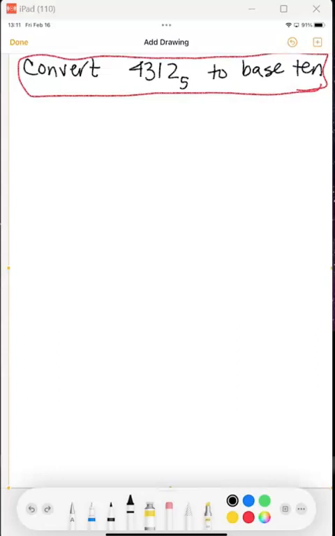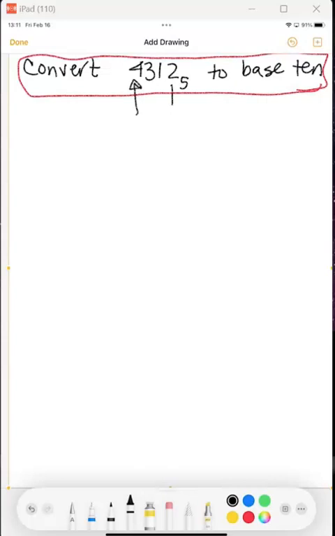Here is an example of how to convert a non-base 10 number to a base 10 number. We start by looking at our number. You should always think, what does this mean? So when I see 4312 base 5, that means I have 2 units, I have 1 five, I have 3 five squareds, and I have 4 five to the thirds.